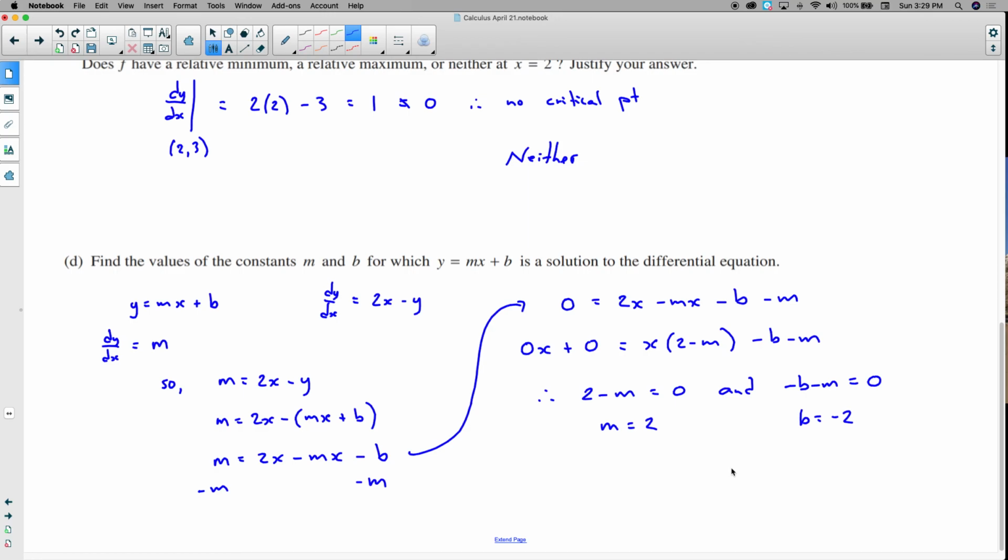Find the values of the constants m and b for which y equals mx plus b is the solution to the differential equation. Okay, so recapping, and I think I'm over on my time a little bit, but it's not too bad. Okay, so recapping, if this is the solution, then its derivative must be 2x minus y. So dy dx is 2x minus y. Okay, but the derivative of y equals mx plus b is m. So then m is equal to that one.